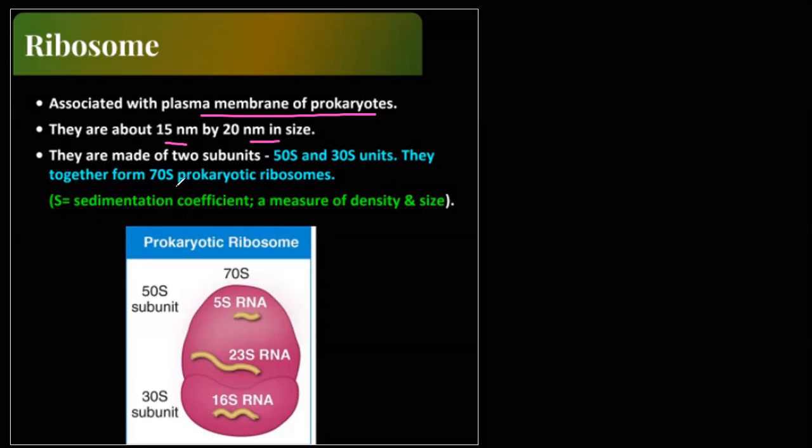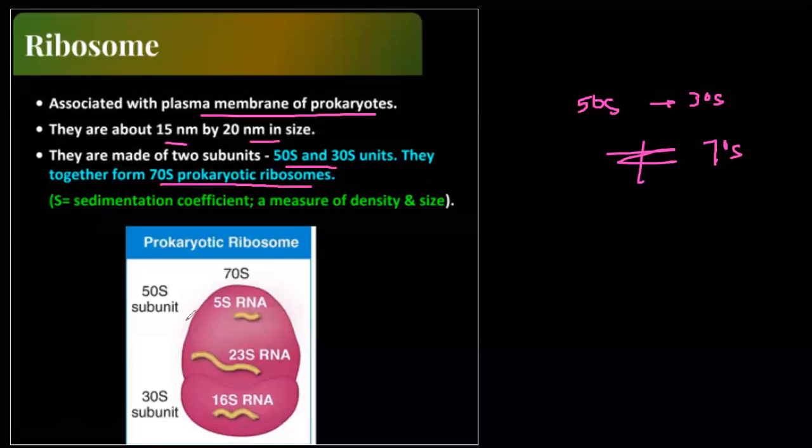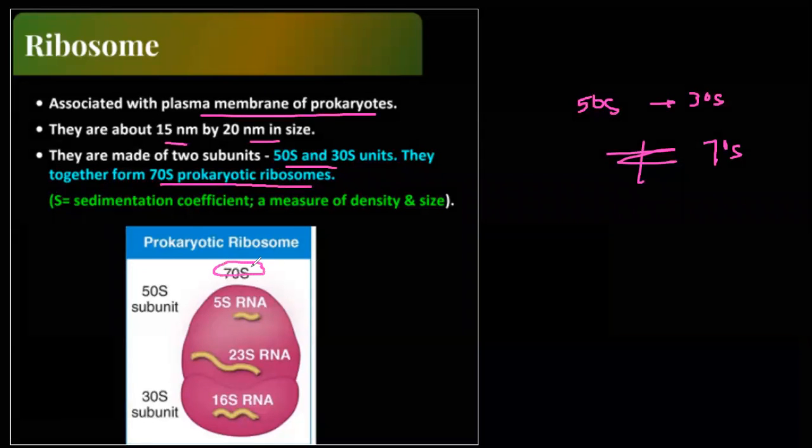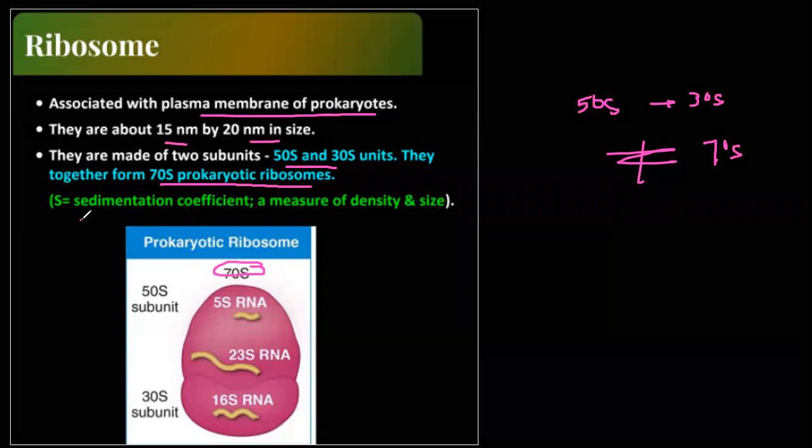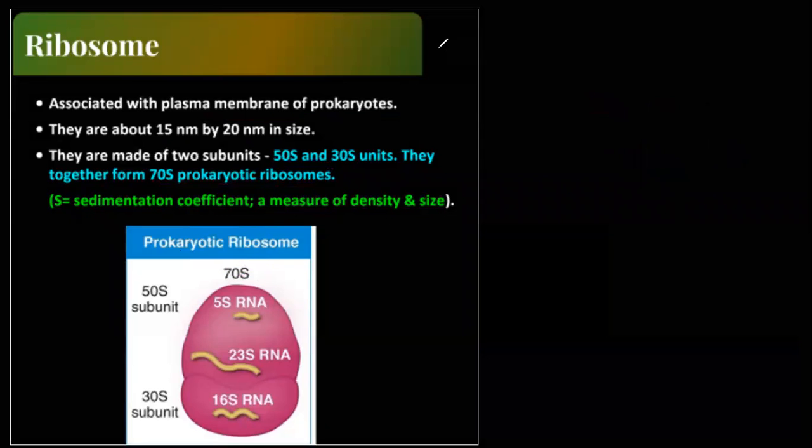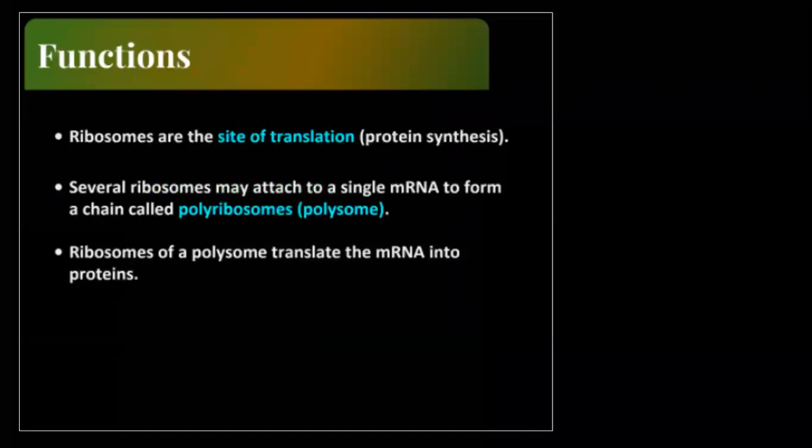So they are made up of two subunits, 50S and 30S. They together form the 70S prokaryotic ribosome. Never add the 50S unit and 30S unit to get the 70S. No, never. It's not equal to 70S prokaryotic ribosomes. So just understand this 50S and 30S subunits together constitute this 70S ribosome. S refers to sedimentation coefficient, that is a measure of density and size. What is sedimentation coefficient? It's a measure of its density and size.